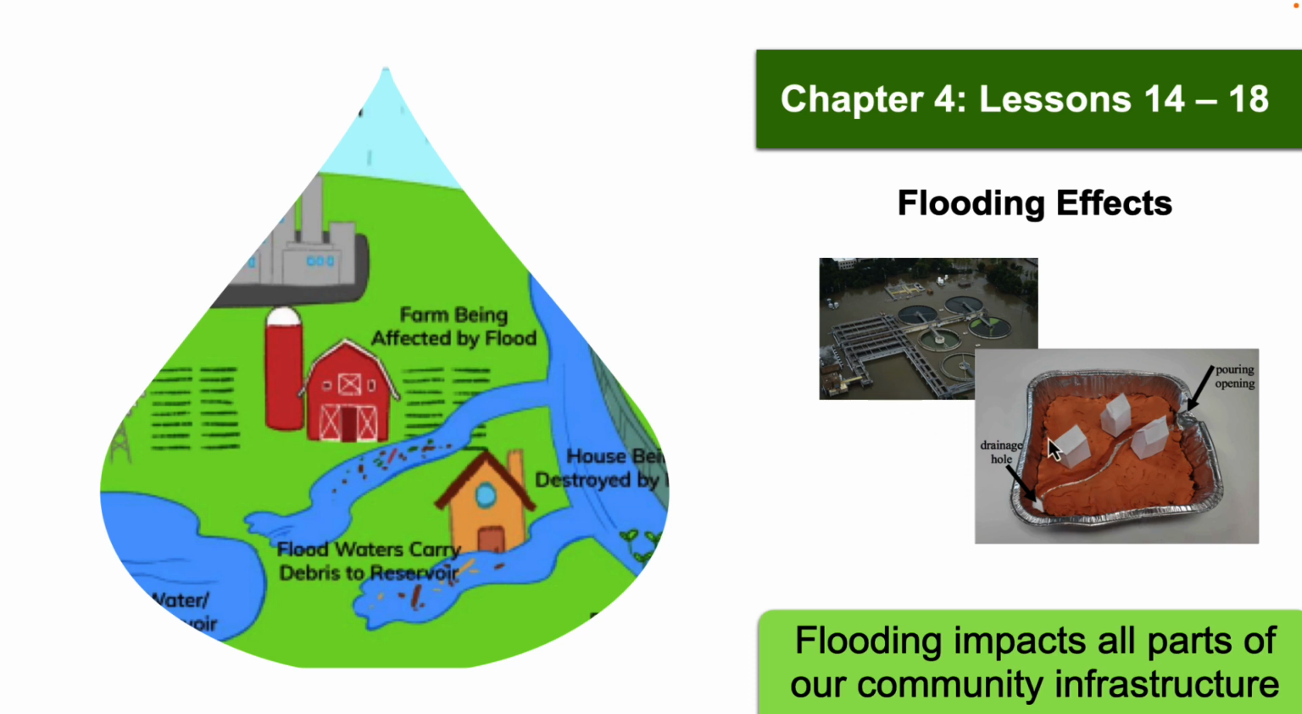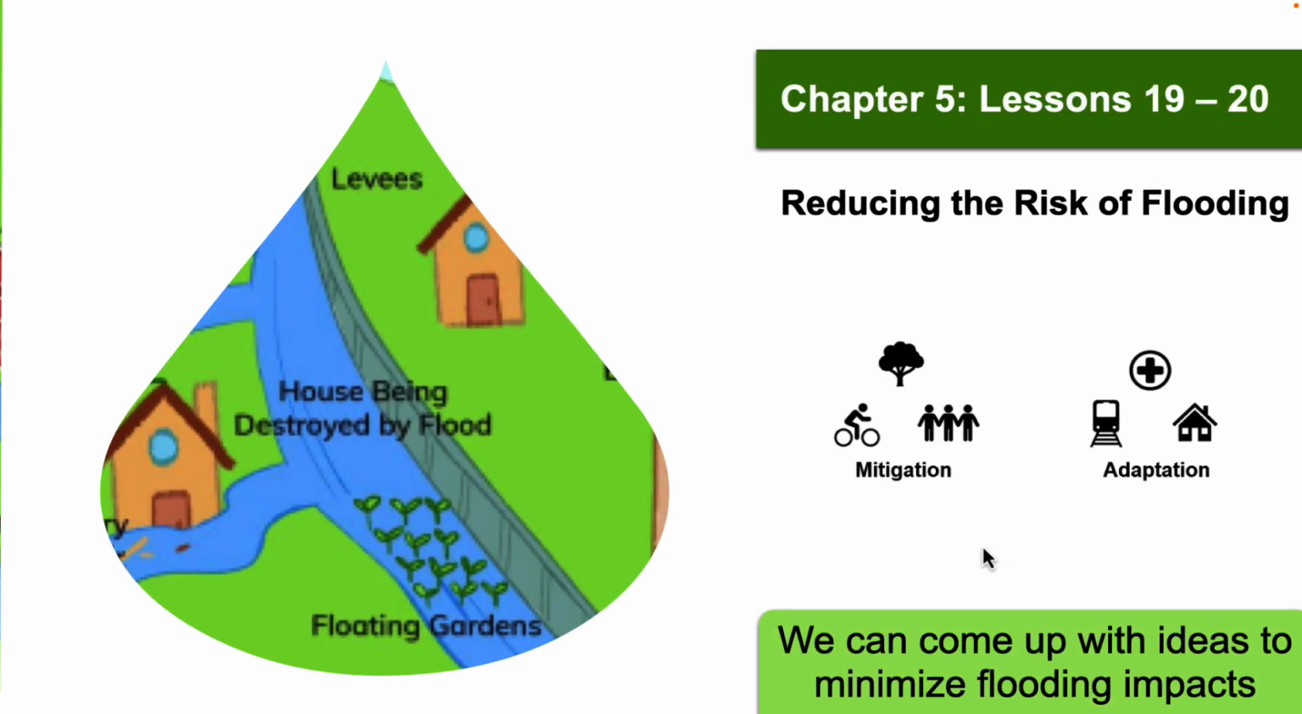There's some great hands-on activities where students engineer a water filter and build levees to protect homes, always thinking about the equity and environmental implications of their solutions. In chapter 5, we focus on reducing risks, looking at ideas that we can come up with to minimize flooding impacts both through mitigation to avoid flooding hazards and adaptation to deal with floods when they do happen.